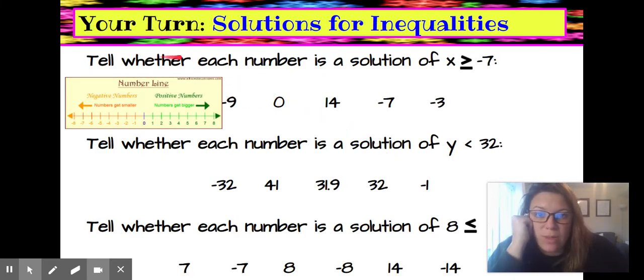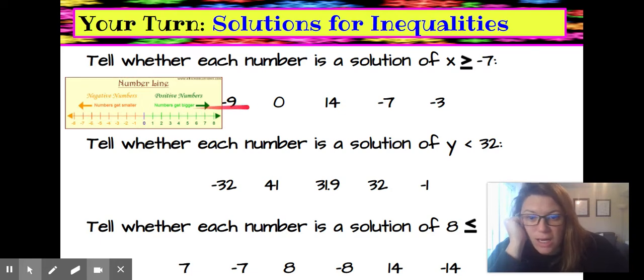For example, tell whether each number is a solution of x is greater than or equal to -7. So here's our number line. As you move to the right, the numbers get bigger, and as you move to the left, the numbers get smaller no matter where you are. So I need all the numbers that are greater than or equal to -7, so that's -7 right there. And all the numbers that are greater than that are to the right.